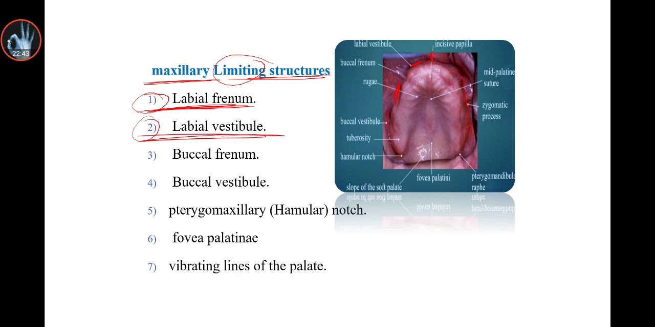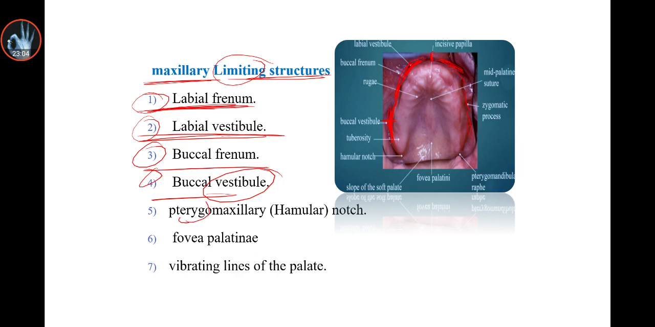Labial vestibule. The vestibule is the space here, just the space. And we have the buccal frenum. This is the buccal frenum. And we also have the buccal vestibule. This is the buccal vestibule.